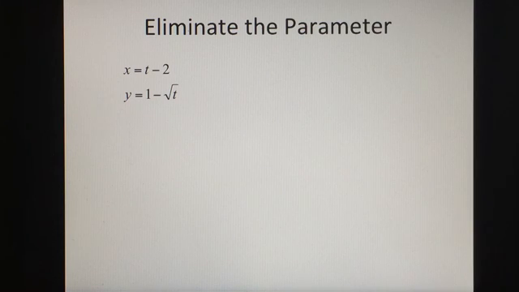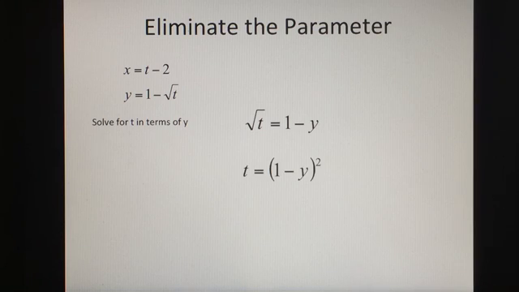All right, so let's do another example. Again, eliminating the parameters. So we have x equals t minus 2, y equals 1 minus the square root of t. So again, we're going to solve for t in terms of y this time. So when we do that, we get square root of t equals 1 minus y. Solving for t, you get (1 minus y) squared. Now, we're going to solve for x in terms of y. So when we do that, we have x equals, substitute in that t value that we just got, (1 minus y) squared minus 2. Again, that equation now is in terms of x and y, something that we're much more familiar with, something that we can use.